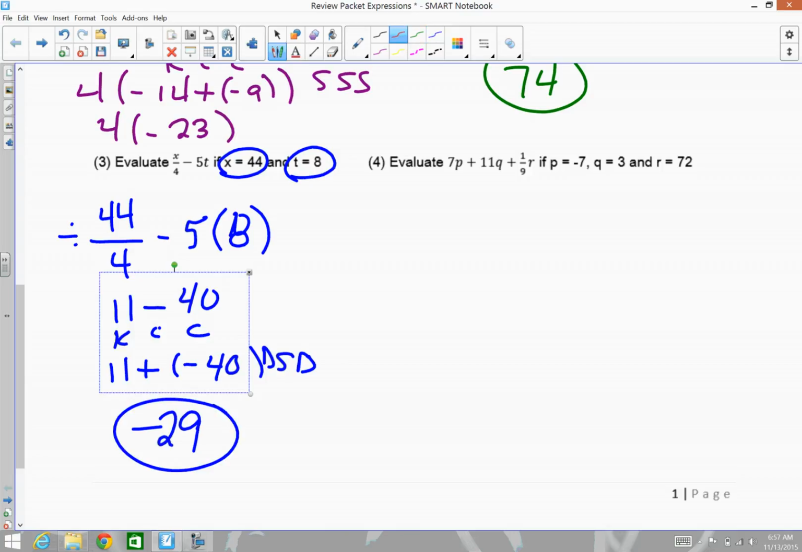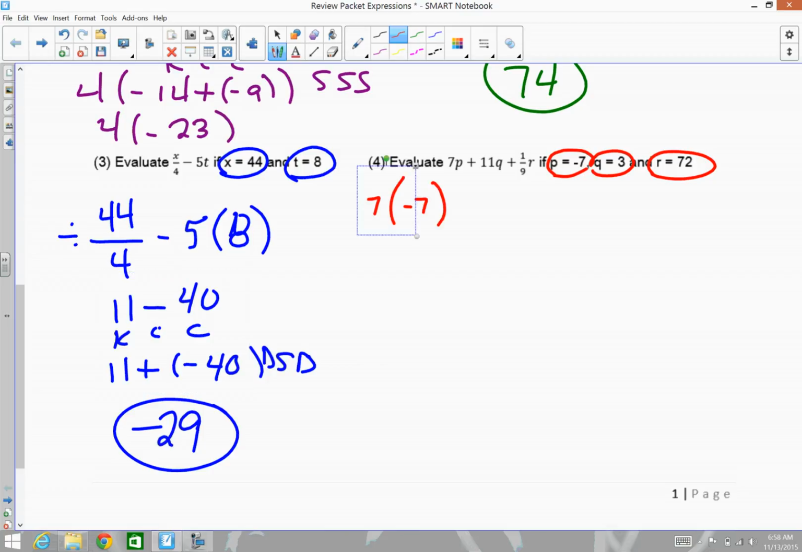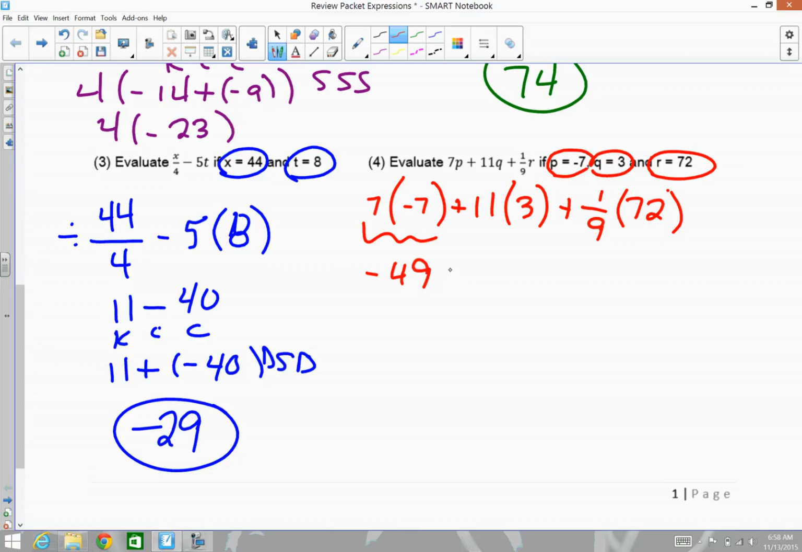Okay, for number 4, this has 3 different variables and 3 different values to substitute. Okay, this is going to be 7 times p, which is -7, and then plus 11 times q, which is 3, plus 1/9 times 72. Okay, so we have 7 times -7 is -49. 11 times 3 is 33.